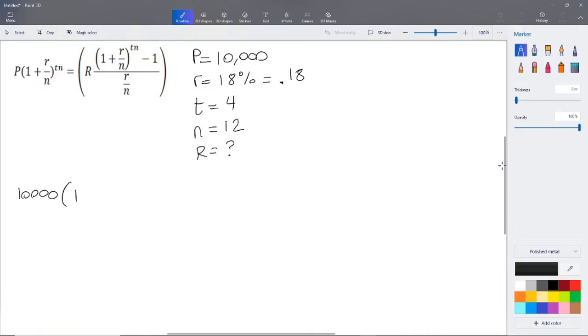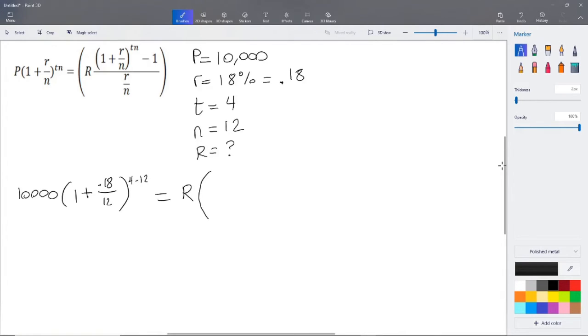Times 1 plus. The little r value is 0.18, and N is 12, to the power of 4 times 12. That's the left-hand side. Equals big R value, don't know, so it's going to stay R.